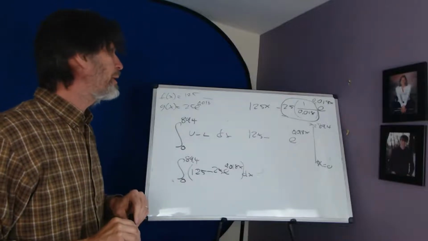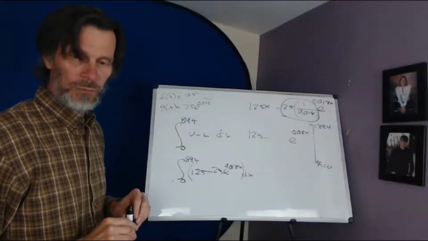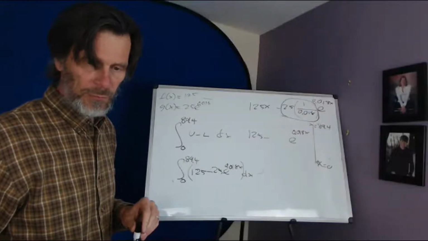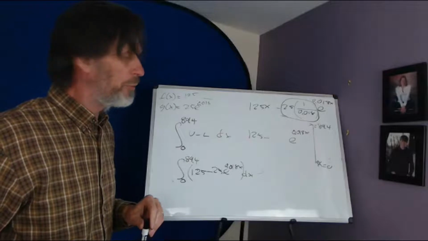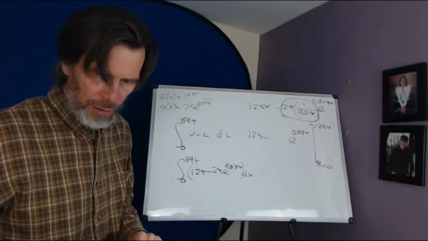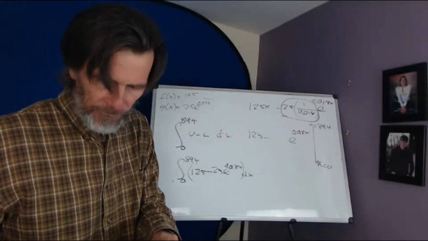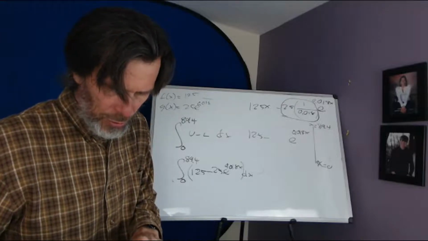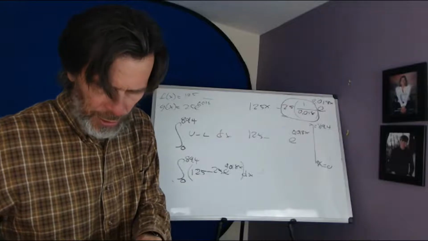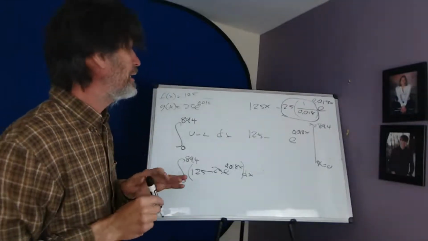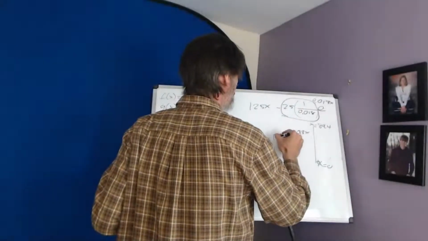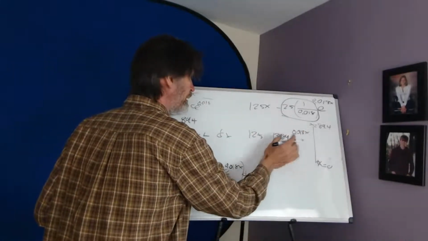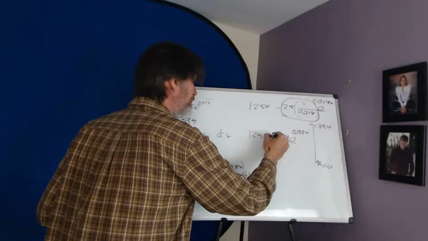I guess that's when I can do it on my calculator. 25 divided by 0.018 is 1389 approximately. Whoops, left my x off. There we go.